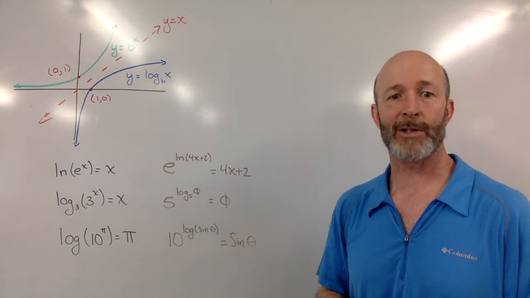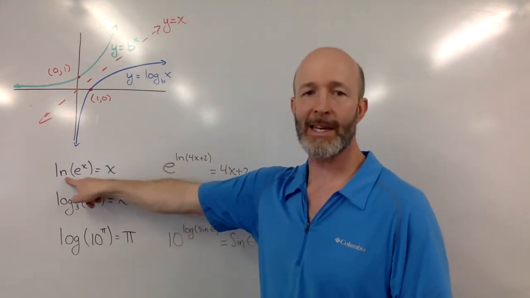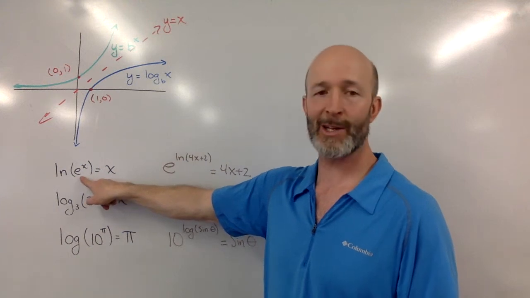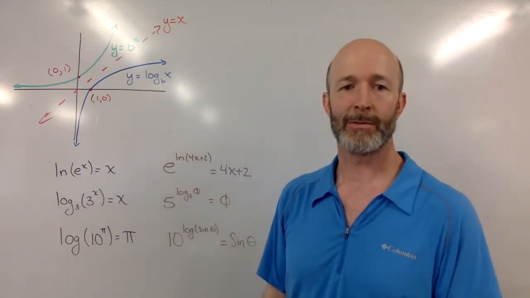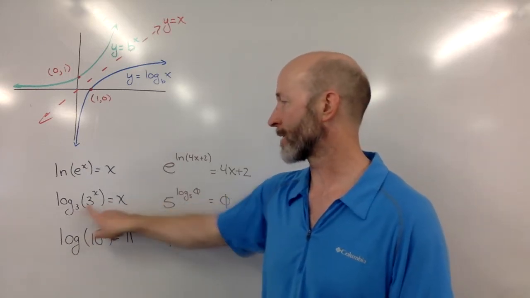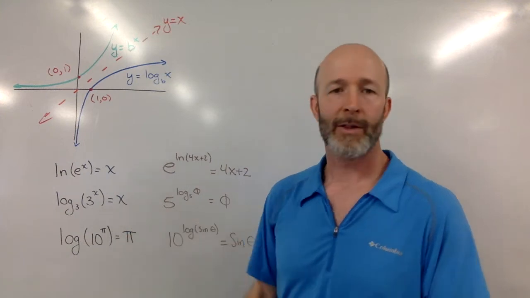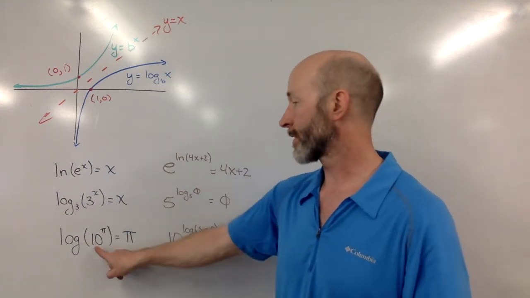Now, because they're inverses, I'm going to point out that the natural log, that's log base e, of any exponential base e is simply the original variable, number, value. If the bases match, base 3 and base 3, those inverse functions, whatever one does, the other one will undo. Same thing for base 10.